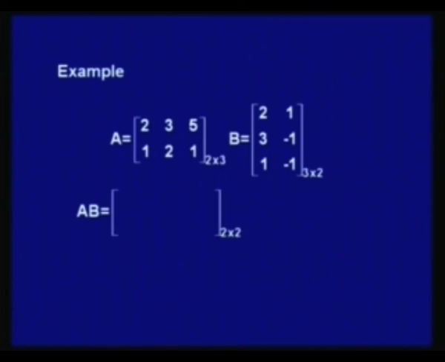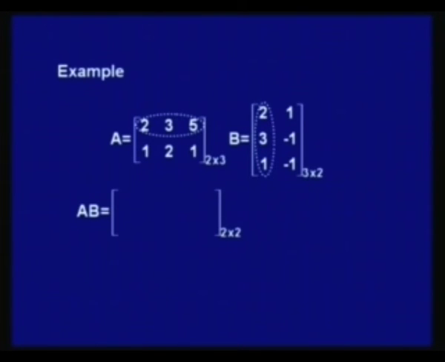For example, if I have a 2 by 3 matrix A as 2, 3, 5, 1, 2, 1 and the B matrix as a 3 by 2 matrix consisting of 3 rows and 2 columns, then the product matrix AB will be of order 2 by 2. The number of columns in A is the same as the number of rows in B. They have to be the same if multiplication is to be possible.